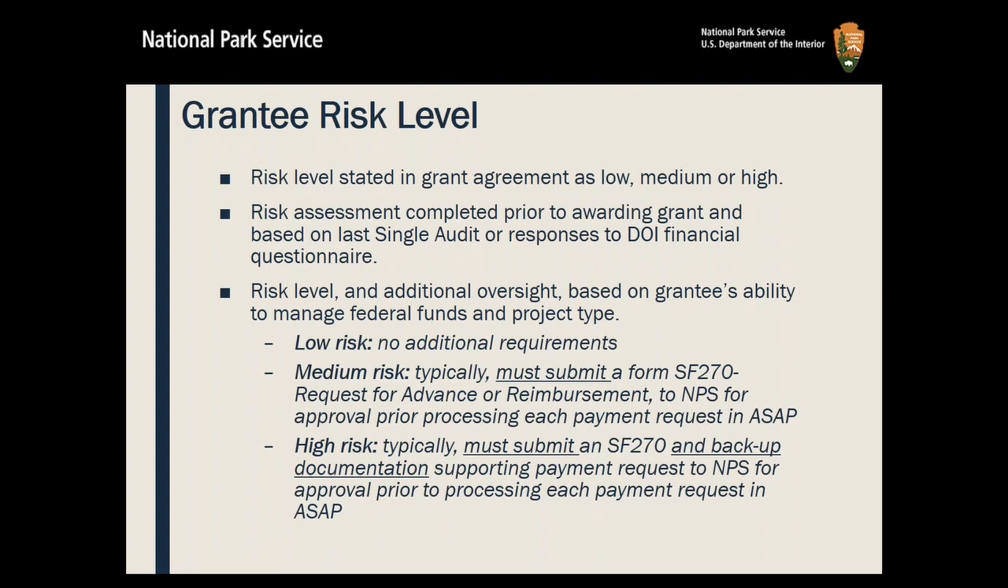If you're low risk, there are probably no additional requirements. If you're a medium risk, typically we have you submitting a form SF-270, which is a request for advance or reimbursement, to your grant manager for approval prior to drawing down any funds in your ASAP grant account. If you are rated as high risk, you usually have to submit the SF-270 along with backup documentation supporting the payment request. Now, if you are a high-risk grantee, don't take that as meaning that you are a bad grantee. It just means you probably have less experience, and so it requires a little more oversight on our part.